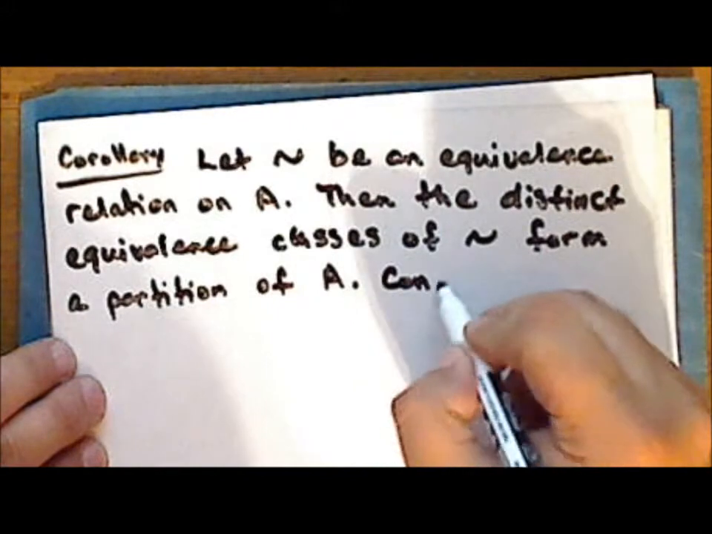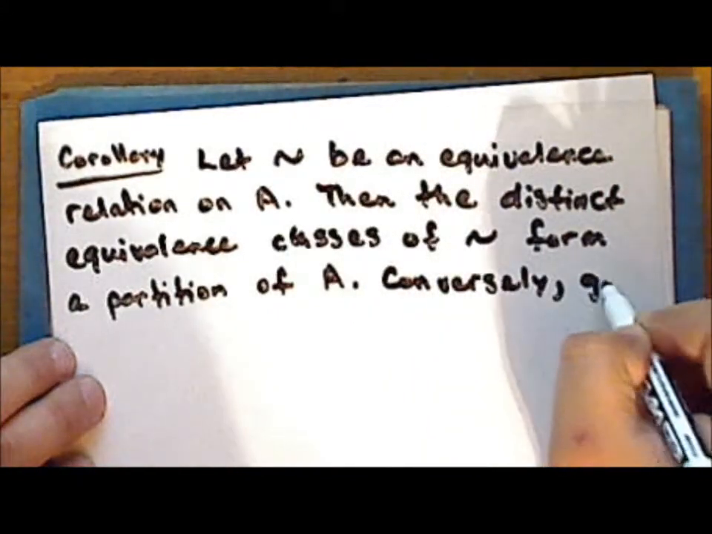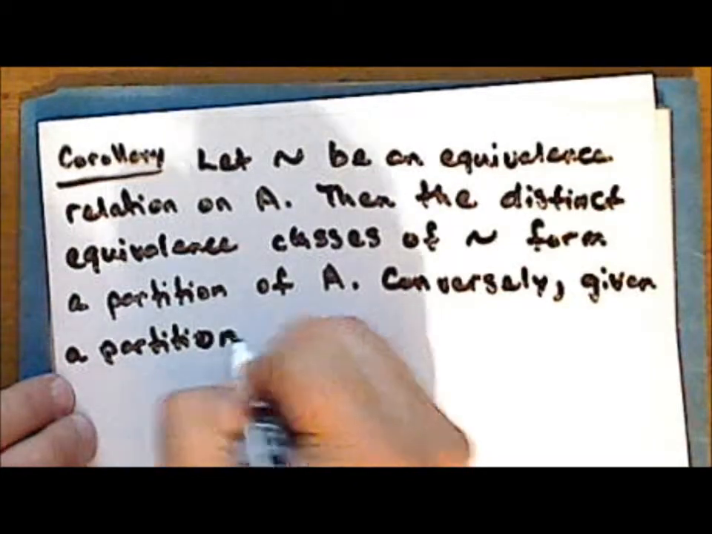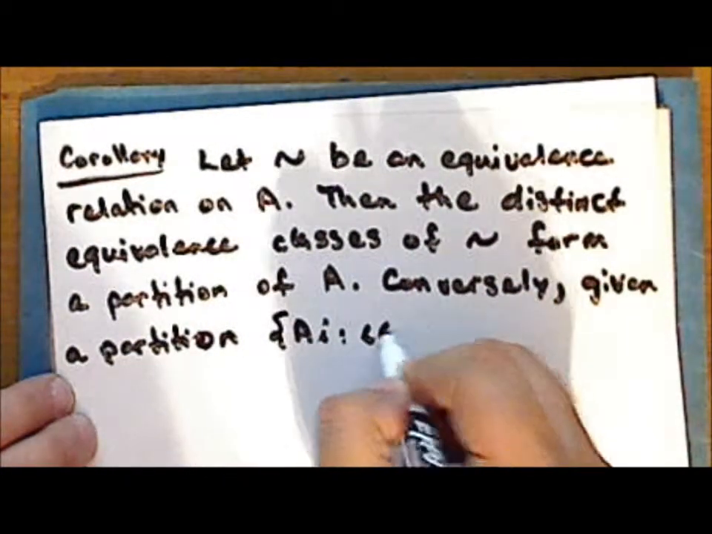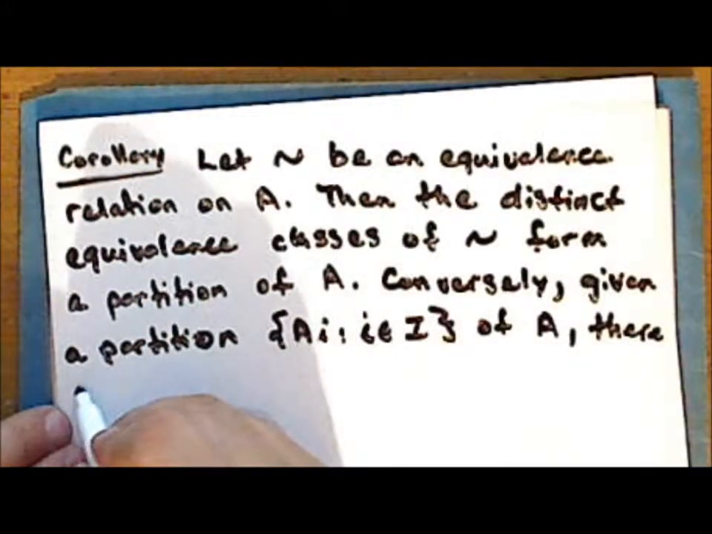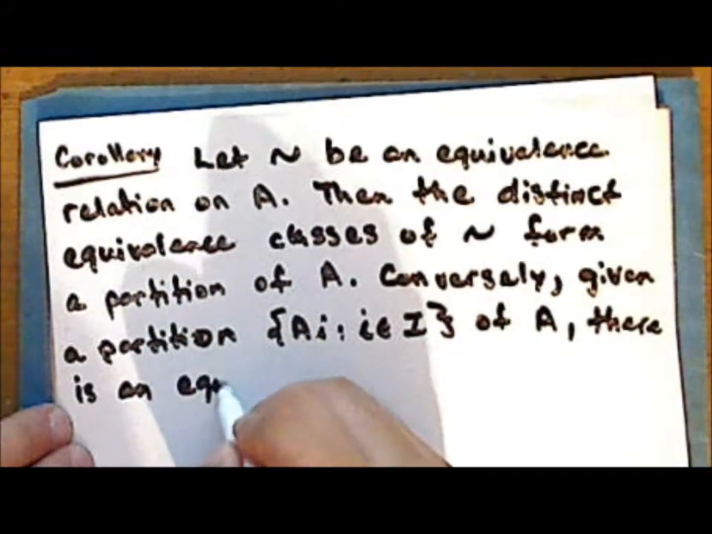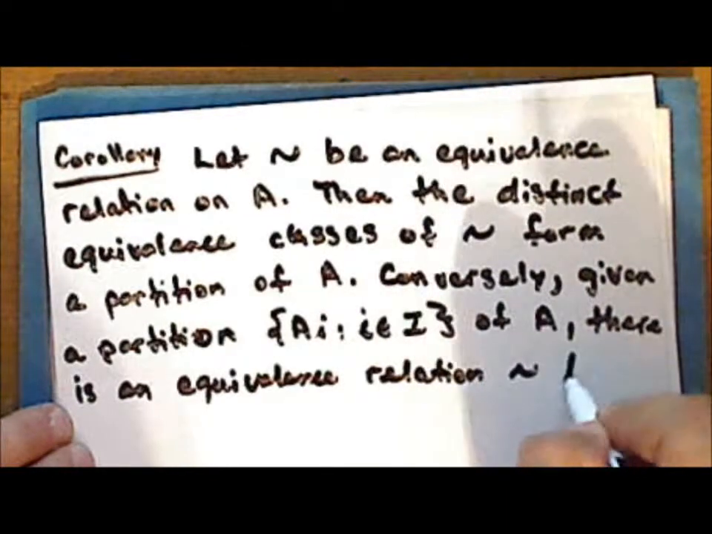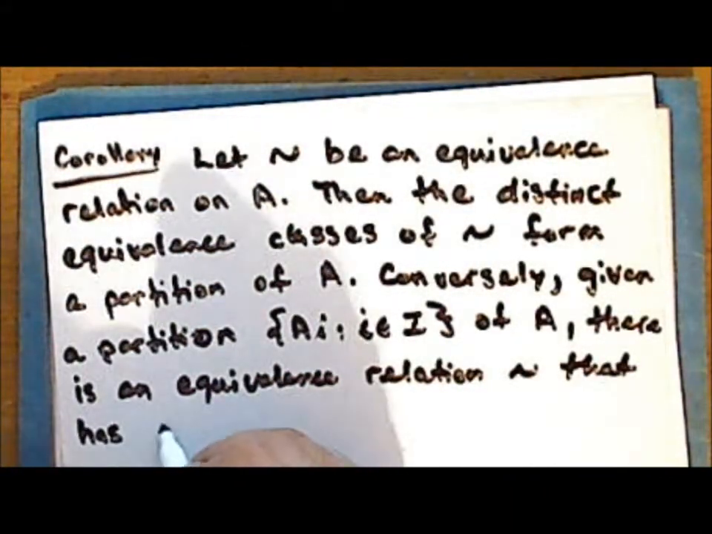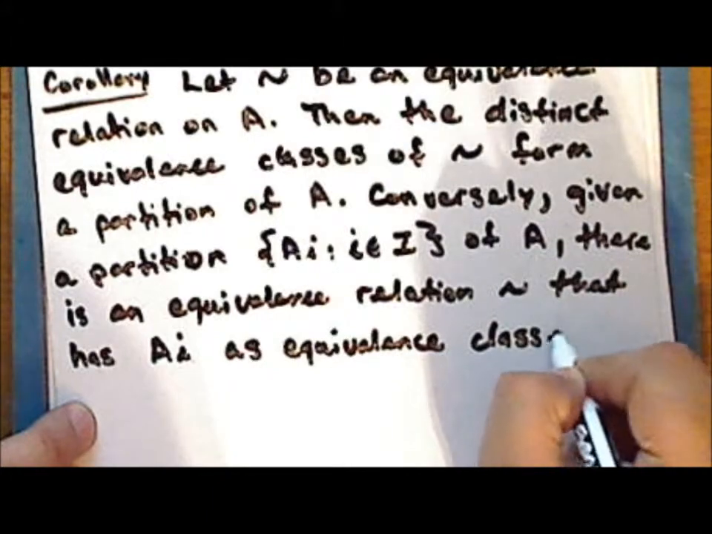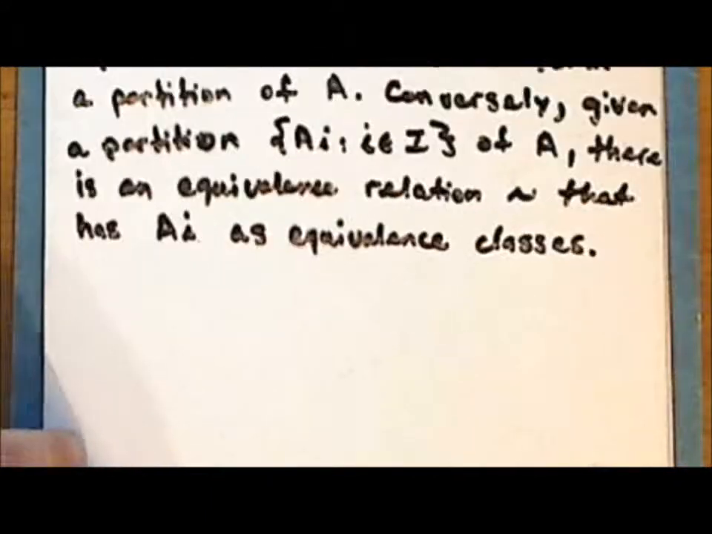And conversely, given a partition of the set A, there is an equivalence relation that has the sets in the partition as equivalence classes. Okay, so we'll prove the statement.